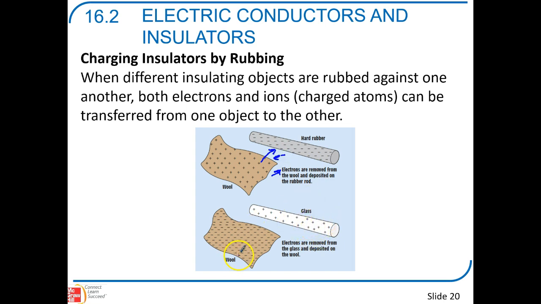Glass and wool work kind of the opposite way. Typically you'll have glass and silk. Silk seems to work a little bit better for this, so we're going to put silk here and kind of put a question mark on the wool. The electrons are removed from the glass and deposit themselves on the silk, or in this case wool. So we can move charges from one thing to the other, and when we do that, we have an excess charge on each of those objects.